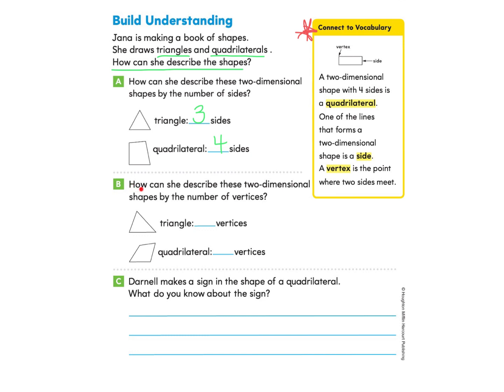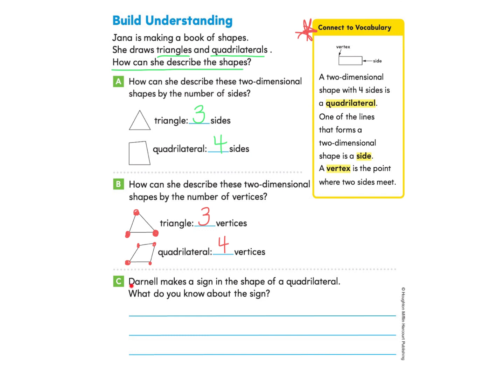Part B asks, how can she describe these two-dimensional shapes by the number of vertices? We talked about vertices in the last lesson, and we know that this is the point where those 2 sides meet. So here we have 1, 2, 3. We have 3 vertices on this triangle. Now let's take a look at the quadrilateral. There are 1, 2, 3, 4. There are 4 vertices on the quadrilateral.